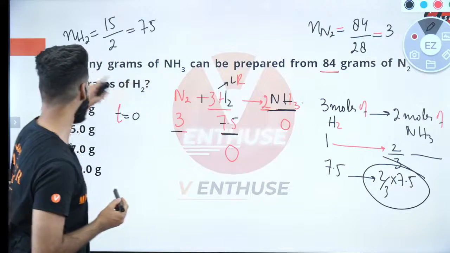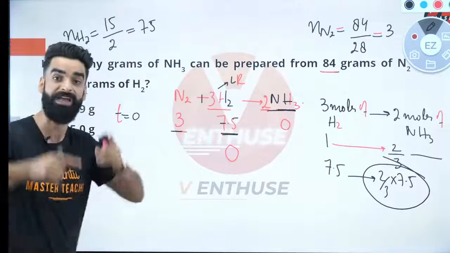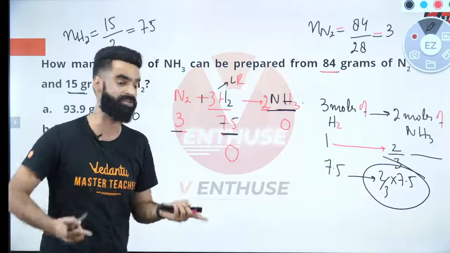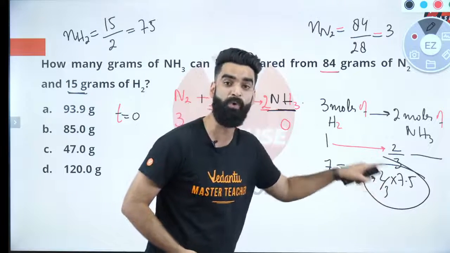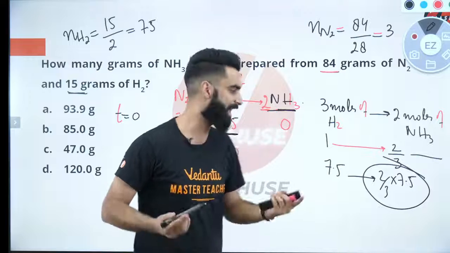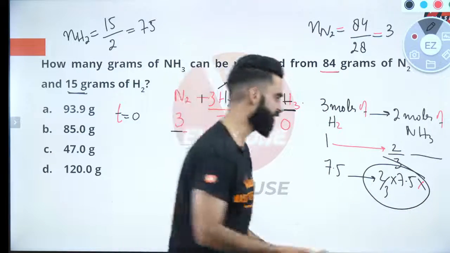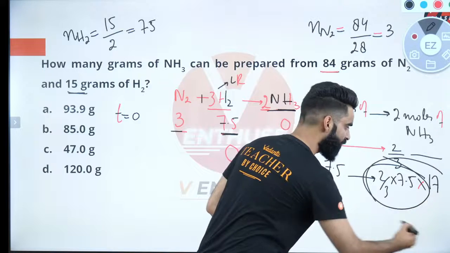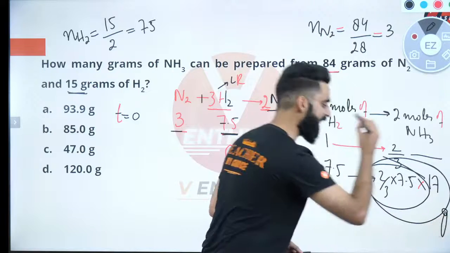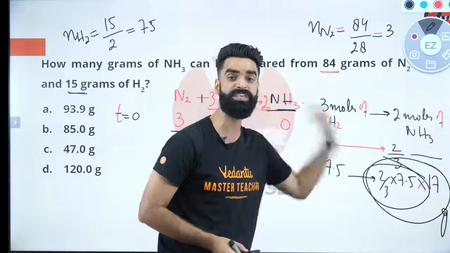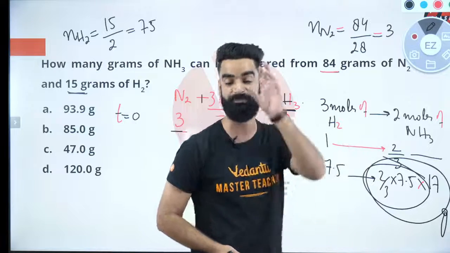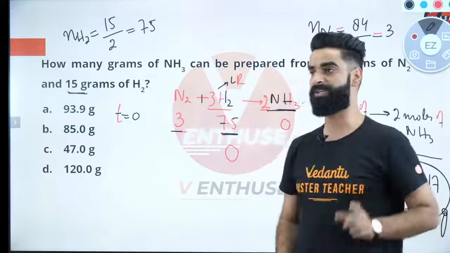Am I supposed to calculate moles of NH3 or mass of NH3? I'm supposed to calculate mass of NH3. And how do we convert these moles of NH3 into its mass? I just have to multiply with the molar mass of NH3. Molar mass of NH3 is 17, so this value will be coming in grams. Okay, just calculate this value. This would be the mass of NH3 that would get formed at the end of the reaction.